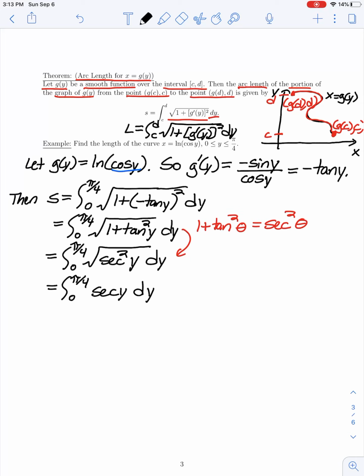Now recall from section 1.5, when we were talking about integration by substitution, we derived a formula for the antiderivative of secant. Recalling that formula, we have the natural log of the absolute value of secant y plus tangent y. And then this antiderivative is being evaluated from y equals 0 to pi over 4.